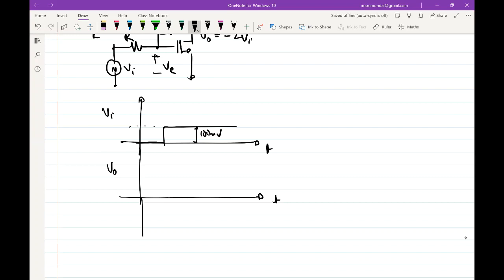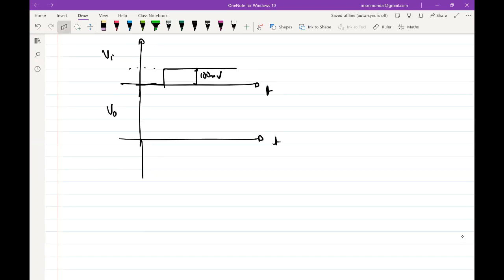It should be a step of value minus 200, right? It should be a step of value minus 200. This is an ideal expectation, but in reality, it will not be minus 200. There will be some error, right? So maybe that will not be minus 200. Maybe it will be slightly less than 200. Okay, fine.